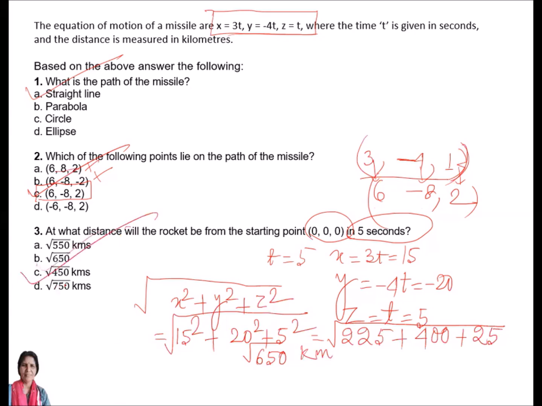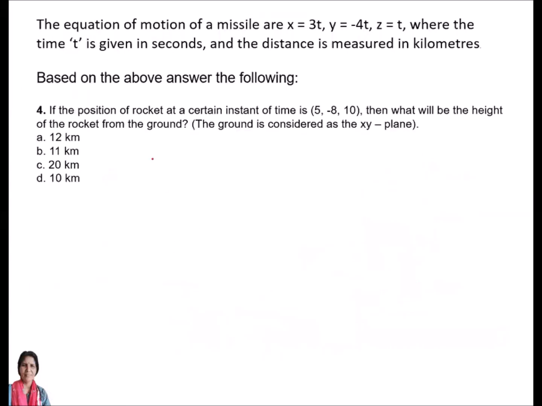C, not D. C. Now coming to the fourth part. If the position of the rocket at a certain instant of time is 5, minus 8, 10, then what will be the height of the rocket from the ground? The ground is considered to be the XY plane. So the point is 5, minus 8 and 10, and this is your XY plane.